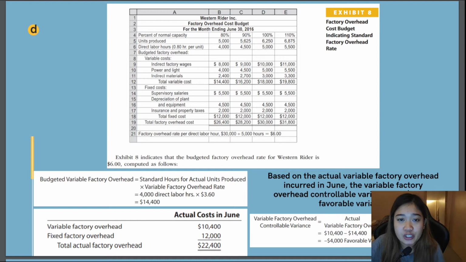The preceding computation is based on the fact that Western Rider produced 5,000 XL jeans, which requires a standard of 4,000 direct labor hours. We come up with 4,000 because 5,000 units times 0.8 direct labor hours per unit. The variable factory overhead rate is 3.60, which was computed earlier. Thus, the budgeted variable factory overhead is 14,400.